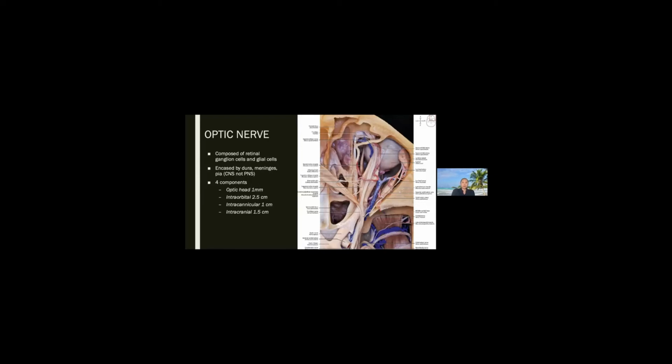You can think of it as having four components. There's the component within the globe, which is the optic head, which is only about 1 millimeter. And then there's the intraorbital portion, which is the longest segment, about 2.5 centimeters. The intracanalicular segment, which is within the optic canal, and the intracranial segment, which is about 1.5 centimeters once you get intracranially. And then there's partial decussation of the fibers, and about 53% of them cross over to form the optic tracts.